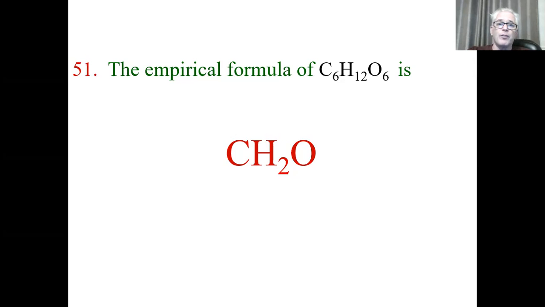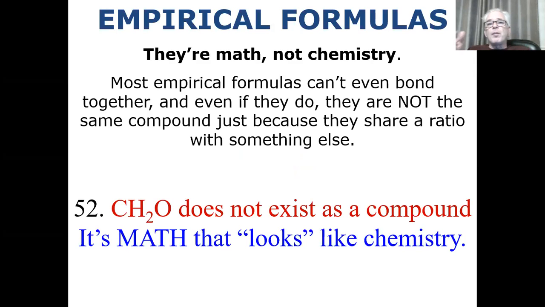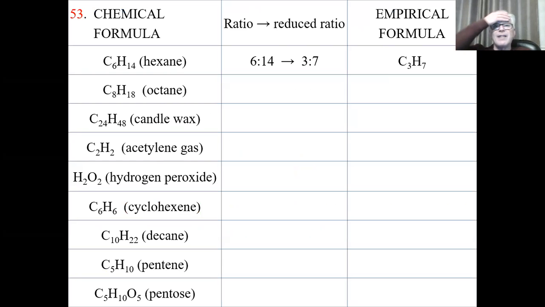Let's see if we can do a few of these. Empirical formulas are math. Most empirical formulas can't even bond together, and even if they do, they're certainly not the same compound. They just share a ratio. CH2O does not exist. It looks like chemistry, but it's math. Let's do some. They're really easy. For example, you don't have to know any of these names. I just give you names so that you can know that they're really not just made up.